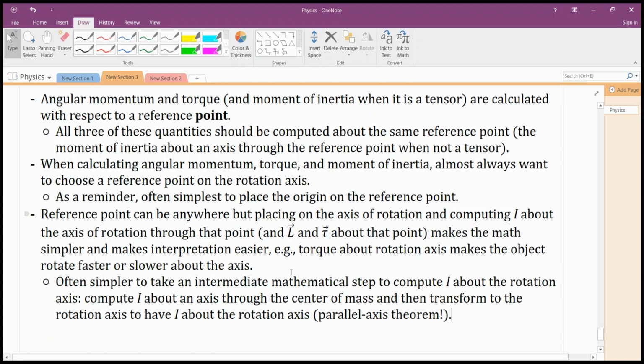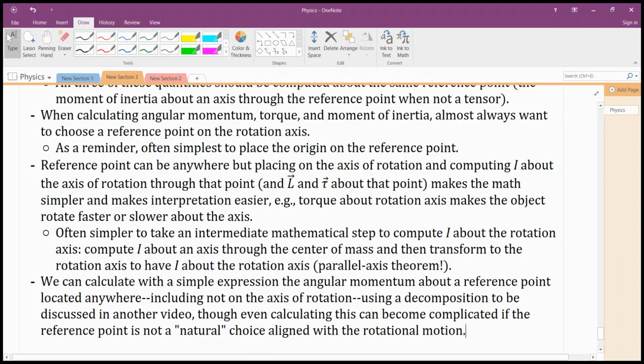Sometimes, though, it is simpler to take an intermediate mathematical step and compute moment of inertia about an axis that is not the rotation axis. So for an example, in the parallel axis theorem, you calculate the moment of inertia about an axis through the center of mass, and then transform that moment of inertia to be a moment of inertia about the rotation axis. And that tends to simplify calculations rather than directly computing the moment of inertia about the rotation axis that is not through the center of mass.